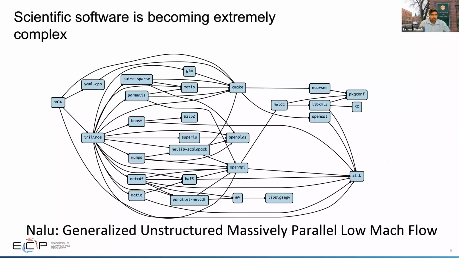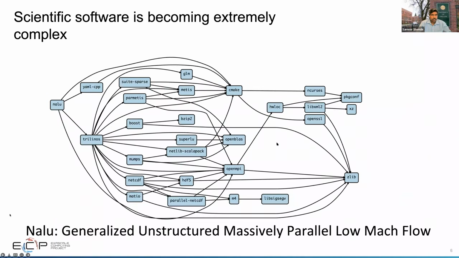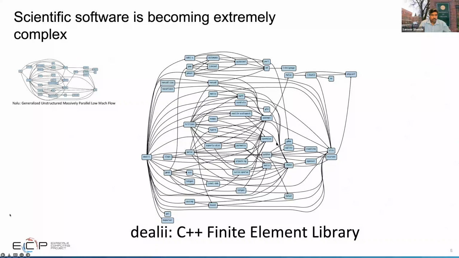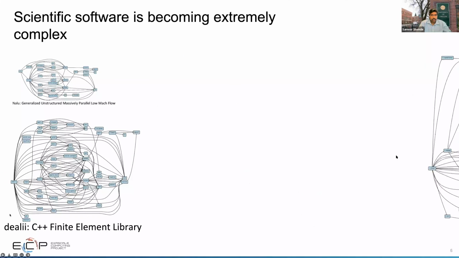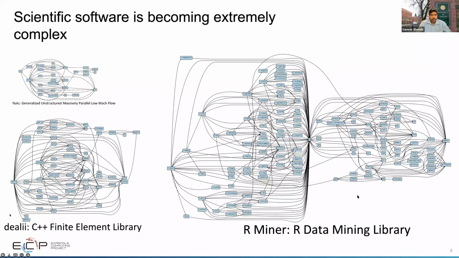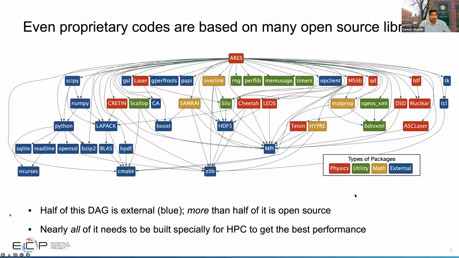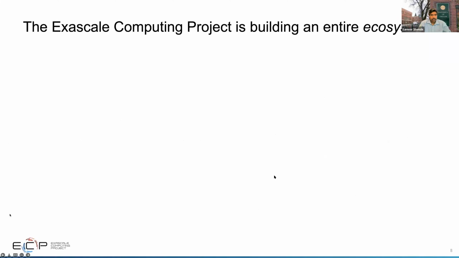This is the dependency graph of Nalu. This is the dependency graph of deal.II. And you can see how deal.II depends on SLEPc, which depends on PETSc, which depends on SuperLU_DIST, ParMETIS, etc. This is the R miner package. So you get the idea. Our software is getting really complex, and even proprietary codes have a lot of these open source packages in blue that they depend on.